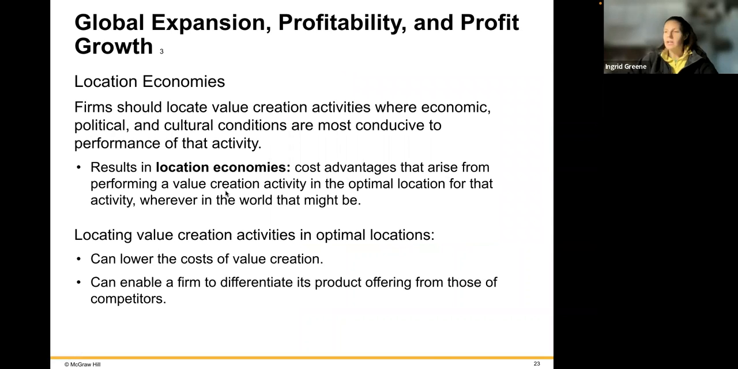So what are location economies? Again, thinking about how we can locate value creation activities where economic, political, and cultural conditions are most conducive to performance of that activity. And yes, I did mention moving call centers to India, radiologists, et cetera. But there are other things, not just cheap labor, cost advantages from performing a value creation activity in the optimal location for that activity, wherever that might be in the world.